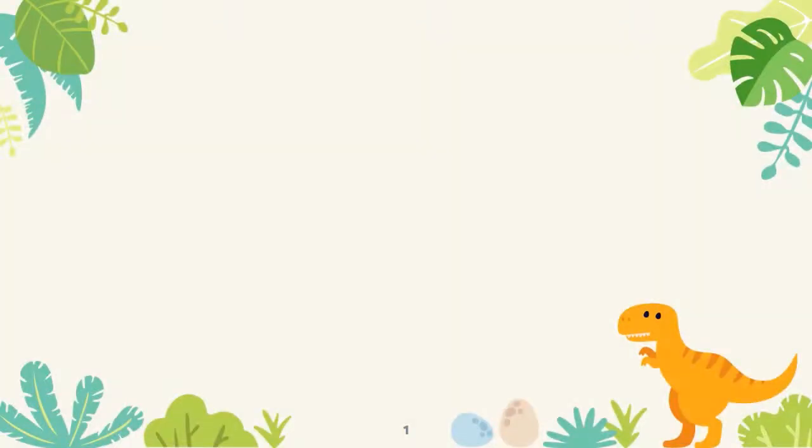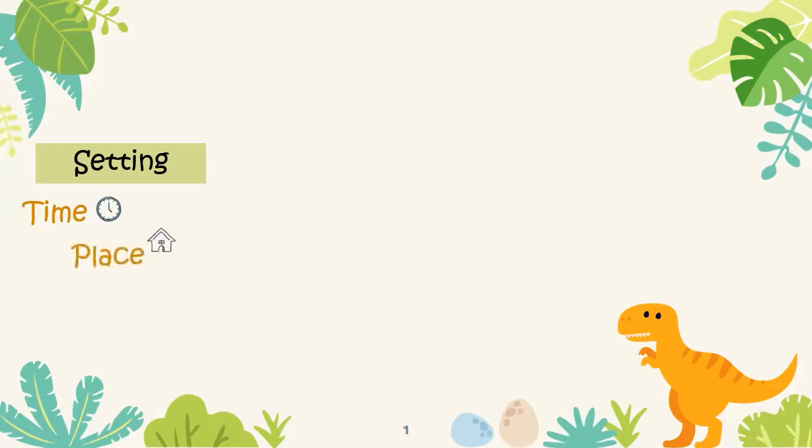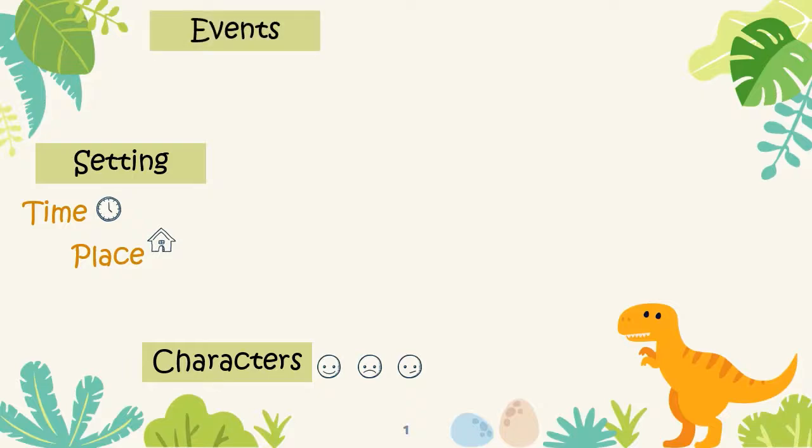Welcome back. Let's have a recap on the different parts of a narrative. First, we have a setting. In the setting, we want to talk about when. It could be the time or the date of the story. Then we have the place. Where did it happen? Next, we have characters. Who are in the story? And then we have events. What happened in the story?